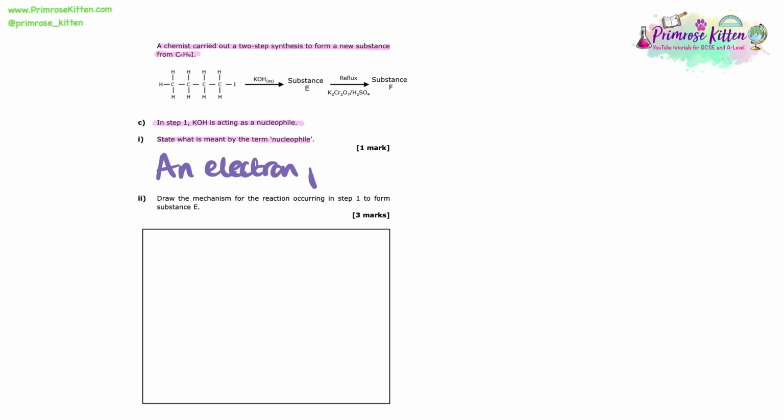A nucleophile is an electron pair donor. Don't know that? Get writing it down right now and get memorising it. So now we're asked to draw the mechanism for the reaction occurring in step 1 to form substance E. So this is an example of a nucleophilic substitution reaction.